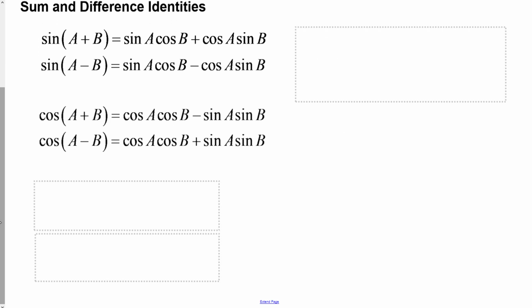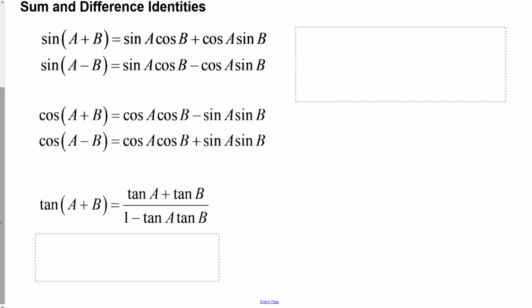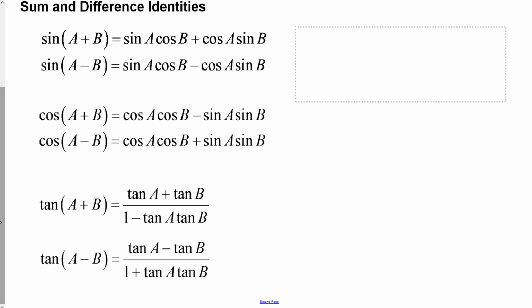And lastly, for tangent, we have this. Tangent of A plus B is tangent A plus tangent B, all divided by 1 minus tangent A times tangent B. And tangent of A minus B is similar, but the signs are just changed.